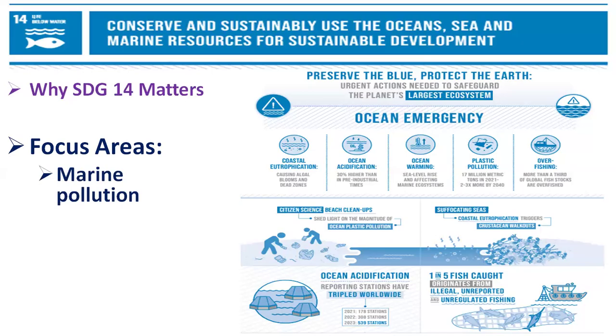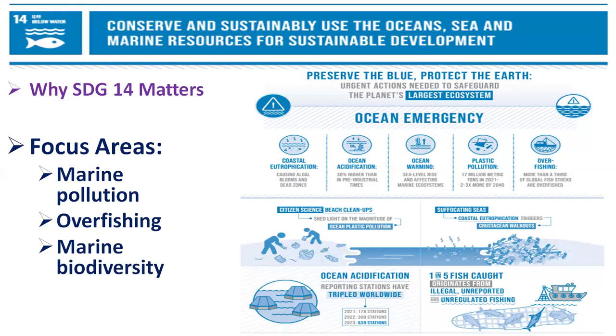from agriculture and wastewater, cleaning up marine debris and preventing its entry into the ocean. Then overfishing: promoting sustainable fishing practices, including selective fishing and avoiding overfishing, establishing and managing marine protected areas to conserve marine biodiversity, combating illegal, unreported, and unregulated fishing. Marine biodiversity: conserving marine ecosystems such as coral reefs, mangroves, and seagrass beds, protecting endangered marine species such as sharks, turtles, and whales, addressing ocean acidification, which threatens marine life and ecosystems.